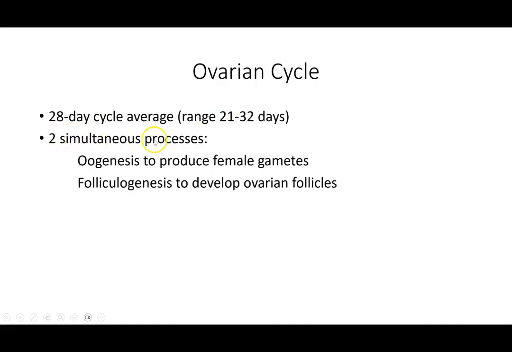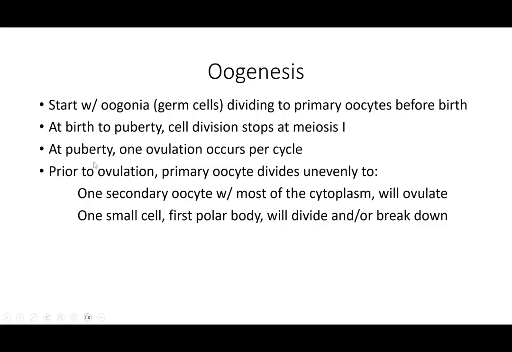And this is going to have two simultaneous processes happening. First is what's called oogenesis, so the gametes here are oocytes, or eggs, to get those female gametes to develop. And then the other process is folliculogenesis, which develops the ovarian follicles, which are support structures for the egg cells.